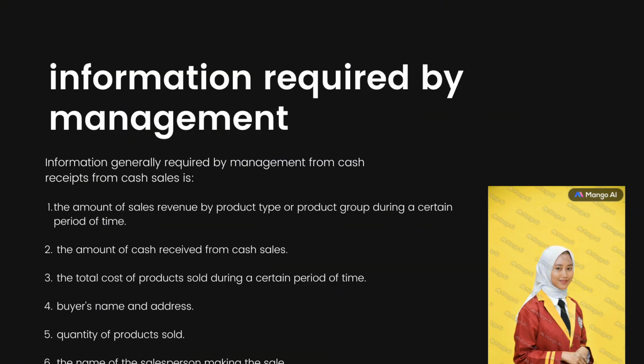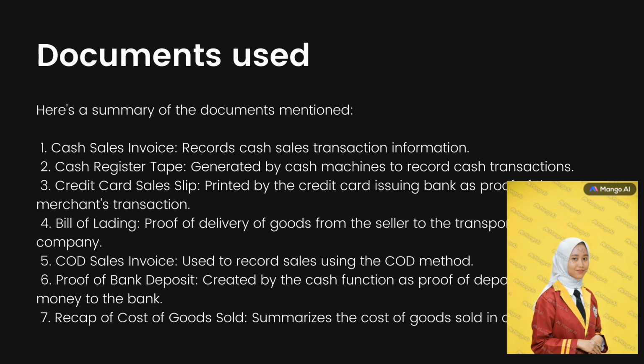Information required by management. Information generally required by management from cash receipts from cash sales is the amount of sales revenue by product type or product group during a certain period of time, the amount of cash received from cash sales, the total cost of products sold during a certain period of time, buyer's name and address, quantity of products sold, the name of the salesperson making the sale. Authority of competent officials. Documents used.